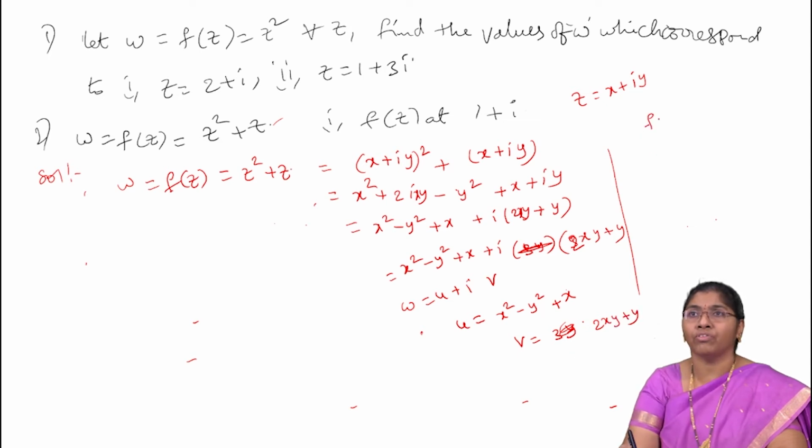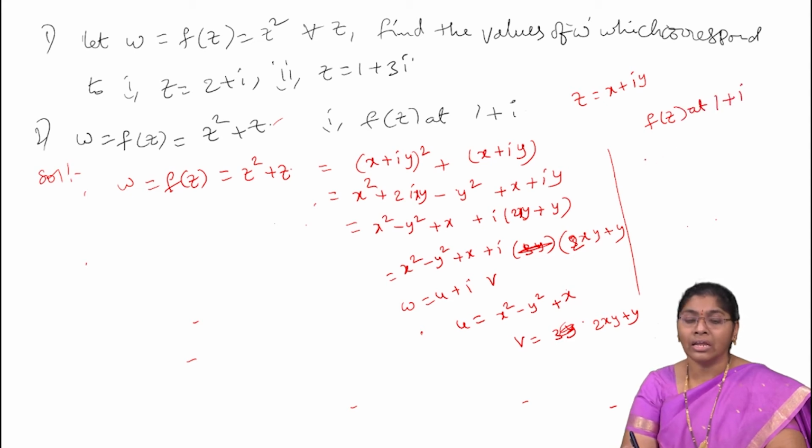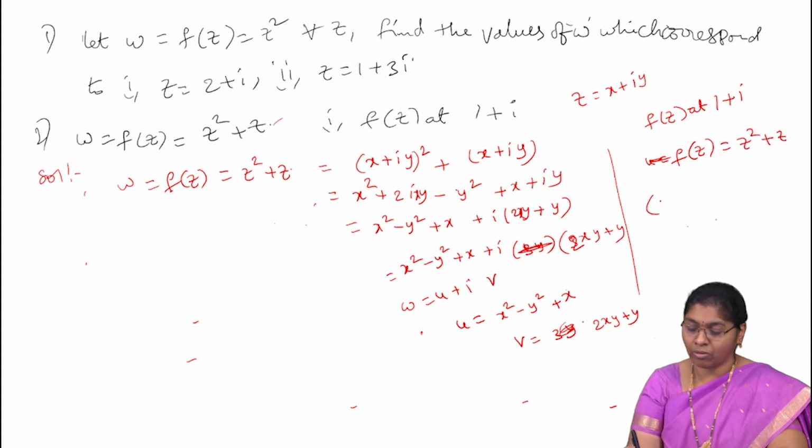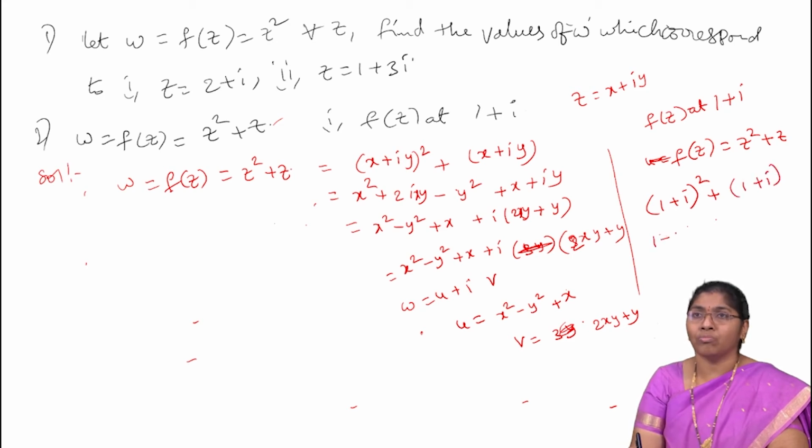Here f of z, they are asking at the point 1 plus i. I am substituting that in the given condition, that is u equal to f of z equal to z square plus z. That means (1 plus i) whole square plus (1 plus i). i square value is minus 1, so minus 1 plus 2i plus i plus 1. Then 1 cancels, 1 plus 2i plus i, that is 3i.